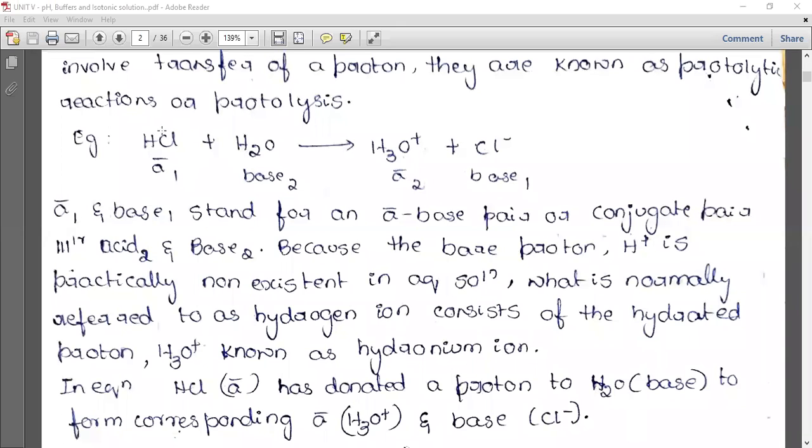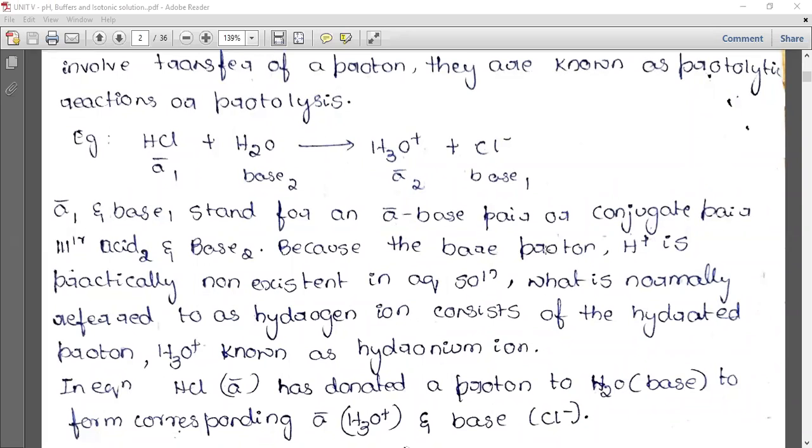So from HCl, the Cl minus is given out, and H plus ion combines with H2O to form H3O plus, which is hydronium ion. Again, it's a strong acid, right? So here, an acid and a base are reacting with each other, which results in the formation of another acid and a base. I hope it's clear. Here water is behaving as a base. So an acid and a base react to form another set of acid and base.